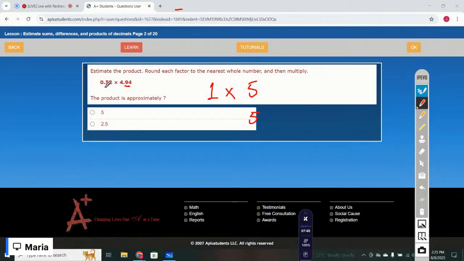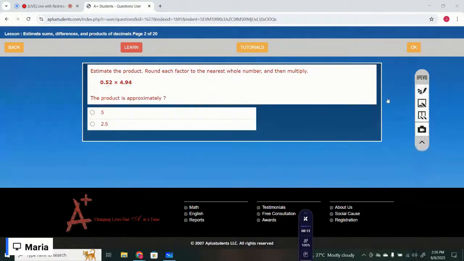0.52. Right after the decimal point, we have 5. And 5 is equal to 5, so we need to round up. It would be rounded to 1. Option number 1 is the correct option. 5 it is.